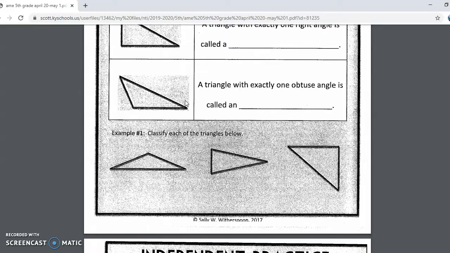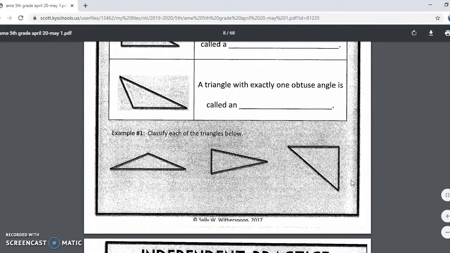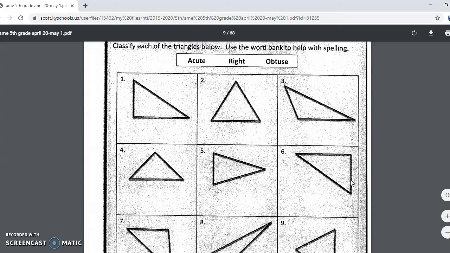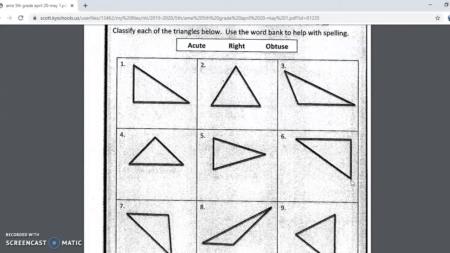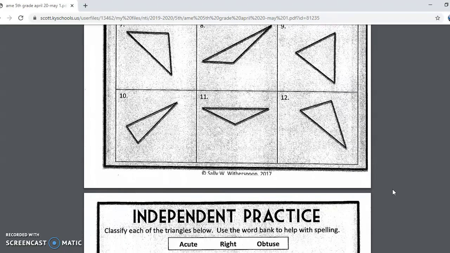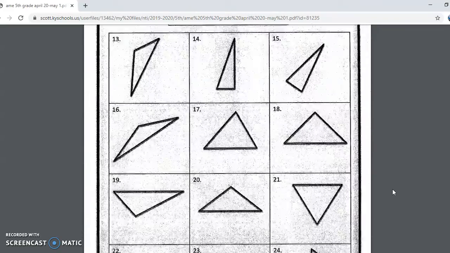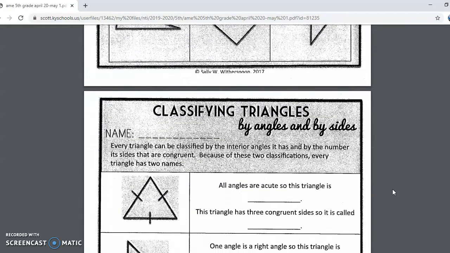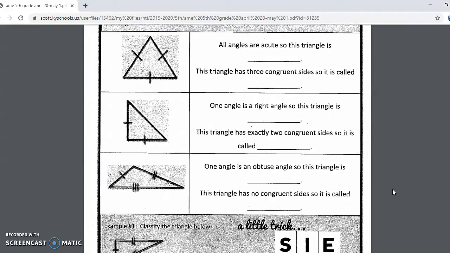At the bottom, you're going to prove that you understood this by naming each of the triangles. And then down here, same thing. They give you your word bank. You'll fill it out. Okay, my screen froze. Sorry about that. Same thing here. When you get to this, this is what you're doing tomorrow. That's it for math today.